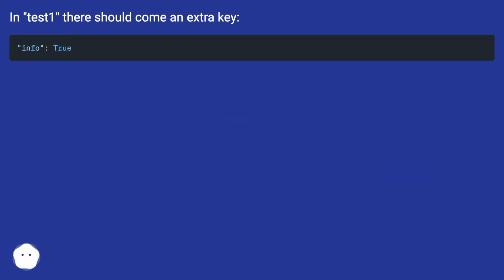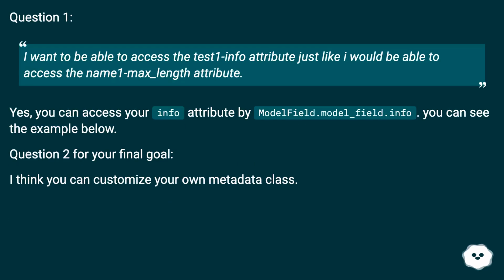In test1 there should come an extra key. Question 1. I want to be able to access the test1 info attribute, just like I would be able to access the name1 max_length attribute. Yes, you can access your info attribute by modelfield.model_field.info. You can see the example below.